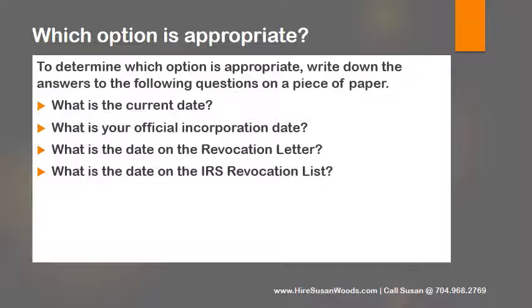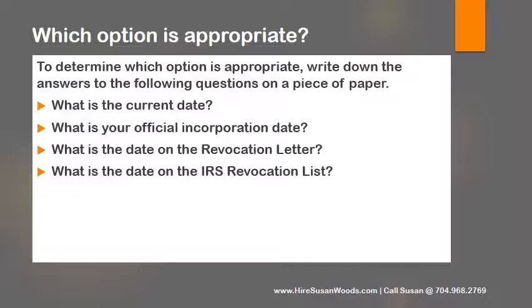Now, if you just received your revocation letter, the date may not be listed on the IRS revocation list yet, because it takes the IRS about 90 days to update its database to reflect the dates on the IRS revocation list on the website. So if you don't see it there and you have a letter saying that you have been revoked, you have been revoked. And it is illegal to accept donations or any type of revenues before you get reinstated.